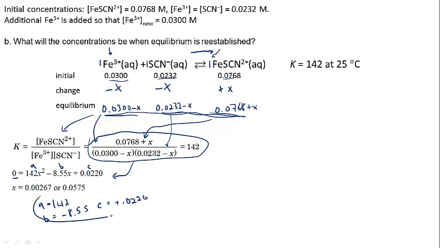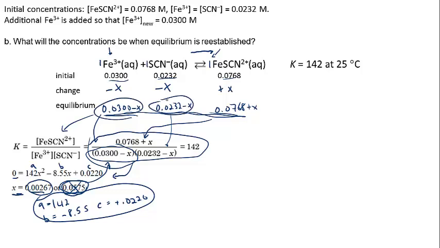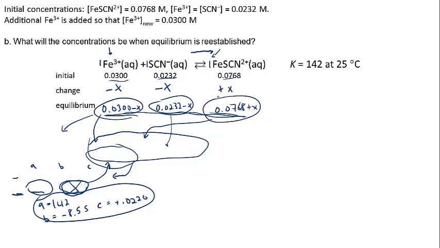You insert those values into the quadratic equation, and you get two values out when you're done. And when you do, one of those values doesn't make sense. So remember that the amount of iron left is going to be 0.03 minus X. If this was X, you'd end up with a negative amount of iron 3 plus, and that's not possible. So this is not a possible answer, so this is the answer you get. You use X now and these terms to determine the amounts at equilibrium.